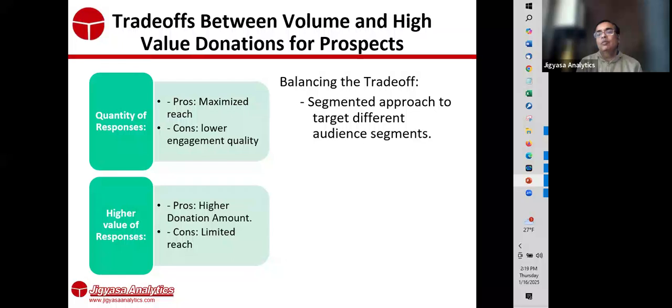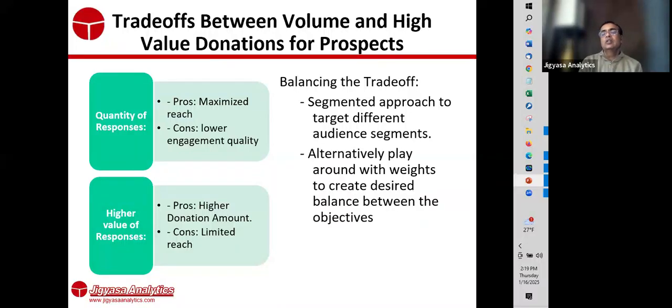How do you solve for that? One way is a segmented approach where you target different audience segments. And that can be done, but there is additional complexity involved in this. It's not a bad approach, but organizations might not have the bandwidth or the technical horsepower to pull this through and take on the additional complexity. So those are the limitations, but it is a viable approach.